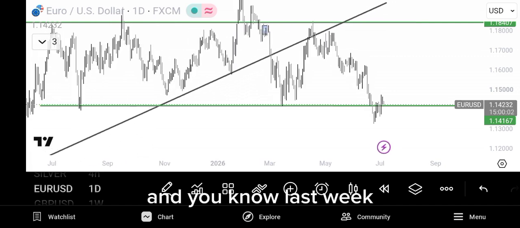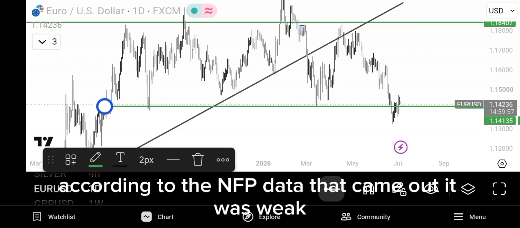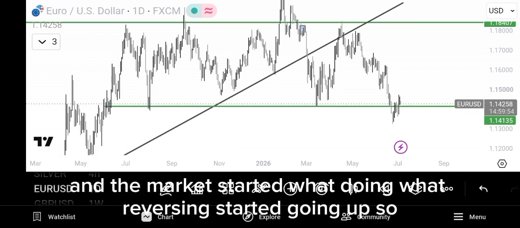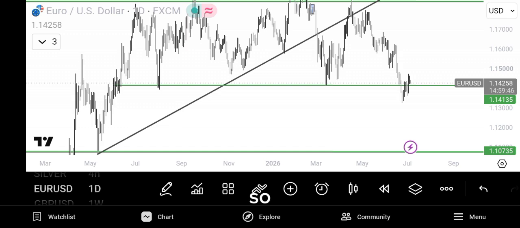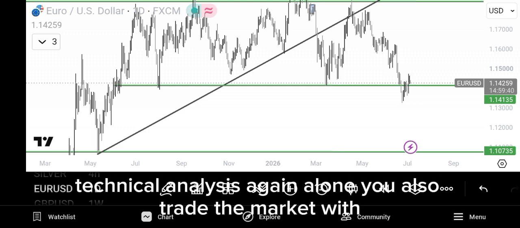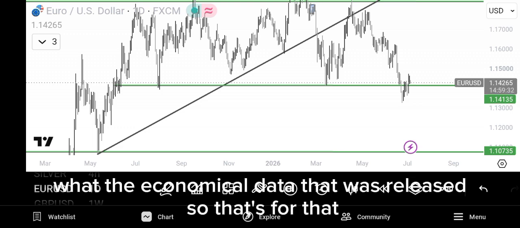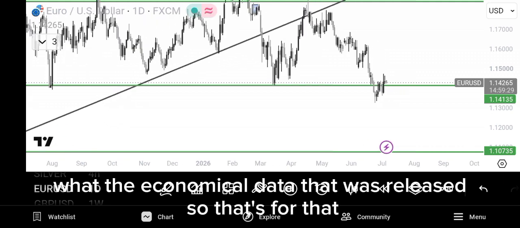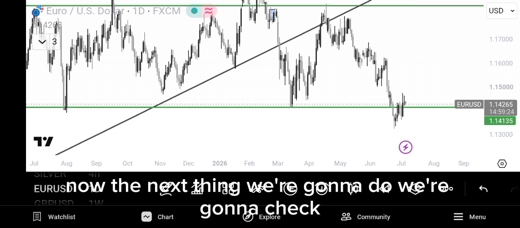And you know, last week the US dollar was, according to the NFP data that came out, weak, and the market started reversing, started going up. So with the current news, you don't just trade the market with technical analysis alone. You also trade the market with the economic data that was released. So that's for that.